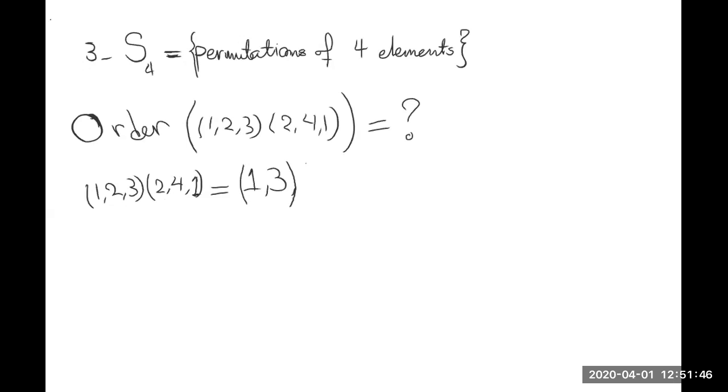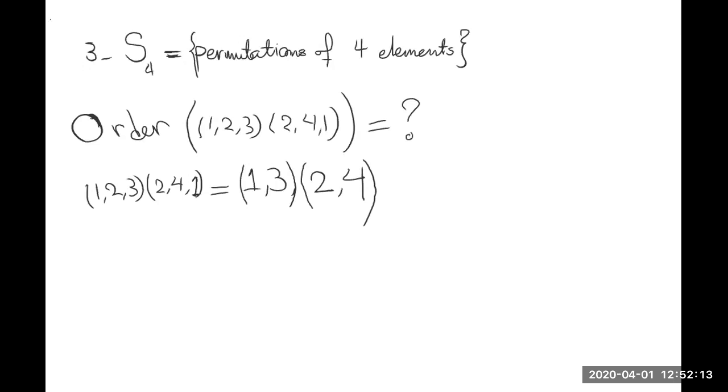Okay, what is left? Let's start with that. 2 is left. Okay, 2 first goes to 4. 4 doesn't go anywhere. So 2 goes to 4. What about 4? 4 goes to 1. 1 goes to 2. So 4 goes to 2. So I can close this one too.